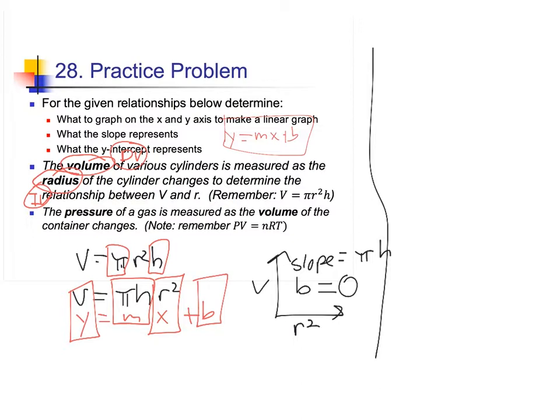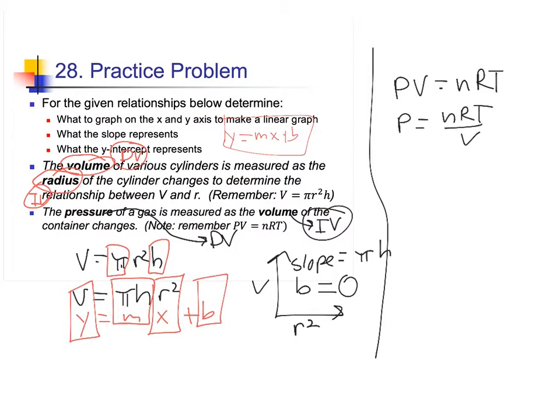The pressure of a gas is measured as the volume of the container changes. So good old PV equals nRT. In this case, volume is going to be our independent variable. That's the thing that we're manipulating. And pressure is going to be our dependent. So I'm going to solve for my dependent variable. So I can say pressure equals nRT over V.